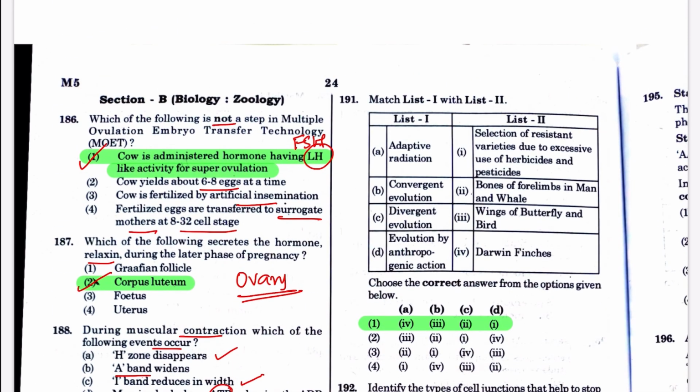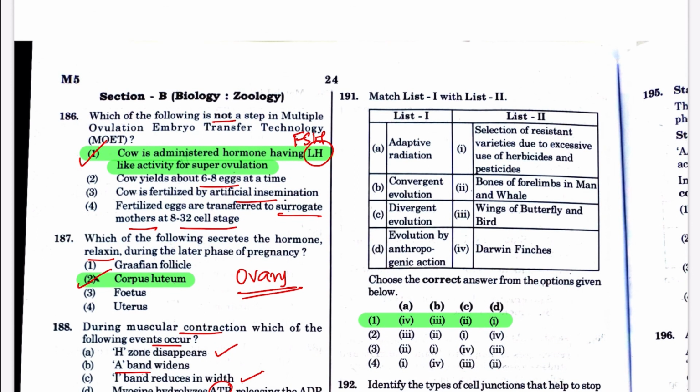Okay, 191, match the following. So adaptive radiation, the option would be Darwin's finches. Convergent means obviously it has to be analogous organs, right? So it is wings of butterfly and birds. Divergent evolution, it must be homologous organs.